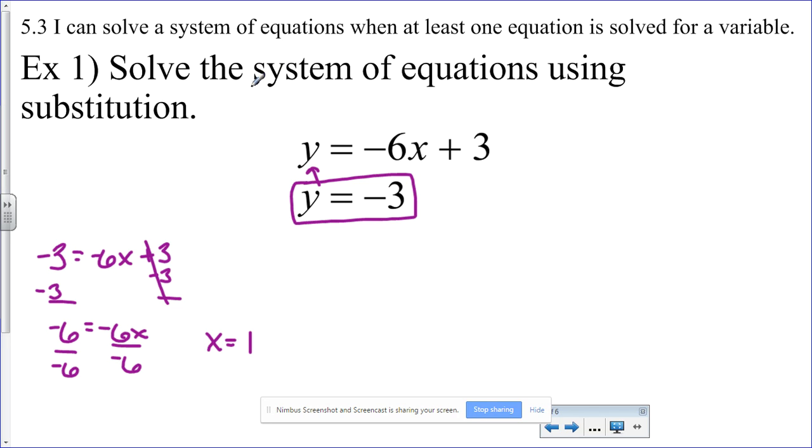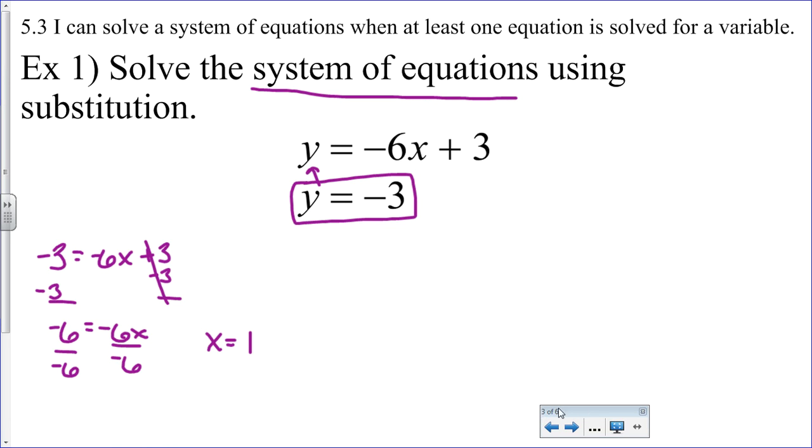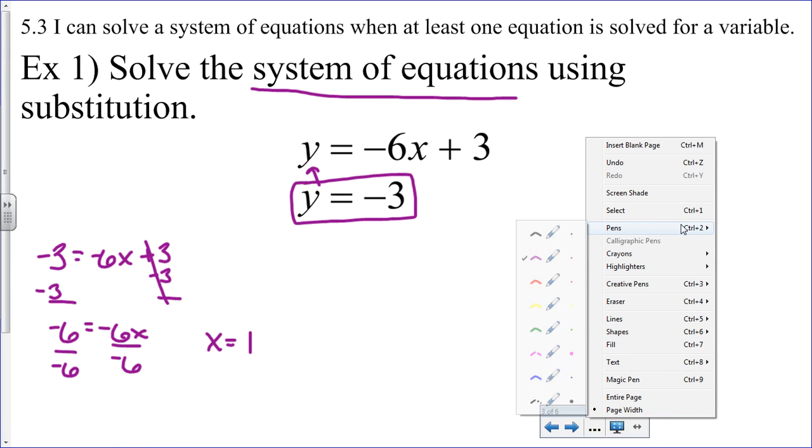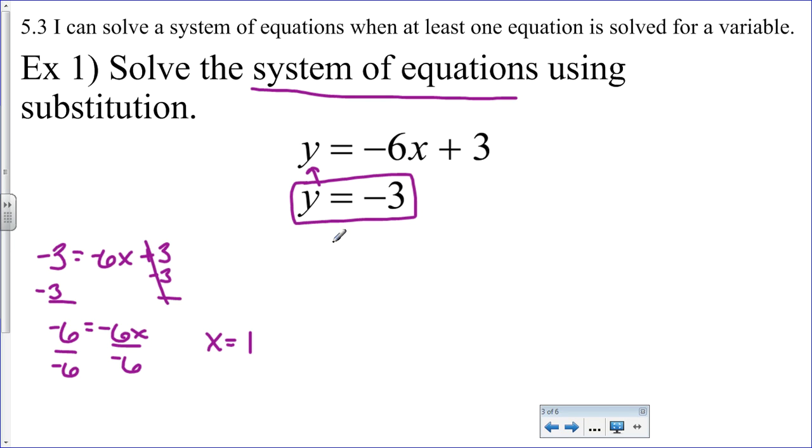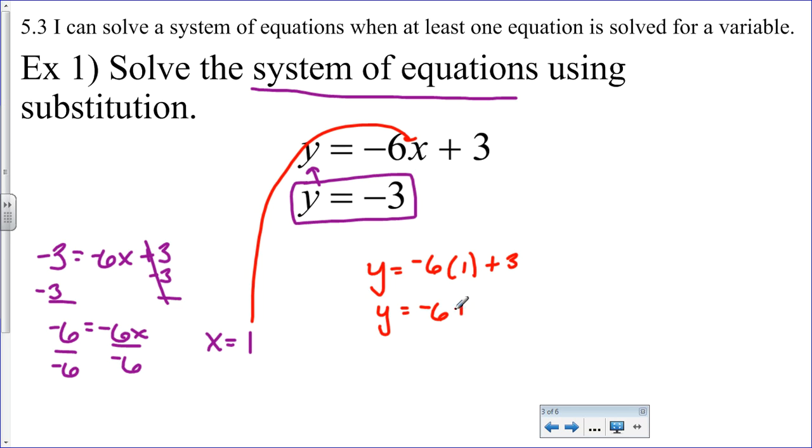When we solve a system of equations, our solution should always be an ordered pair. Right now, I have just an x value. So we're going to go ahead and take that x value and substitute it in to find the y value. Now, if I do -6 times 1 plus 3, -6 times 1 is -6. And then if I add 3, I get -3. Notice I got the same answer here that I started with for my y. That's a good sign. It means I did my math correctly. Okay, so my solution is (1, -3).